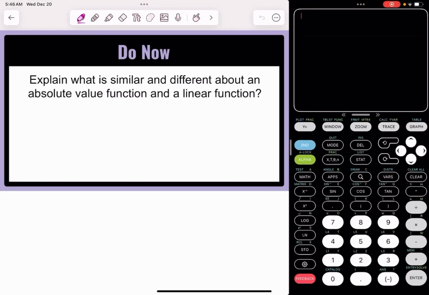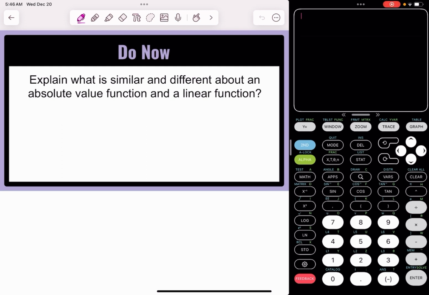Alright, today we are going to start our next lesson where we are going to learn how to graph something called piecewise functions, and we're going to begin talking about, we're going to graph step functions, and we're going to begin talking about piecewise functions, which we will finish in the next lesson.